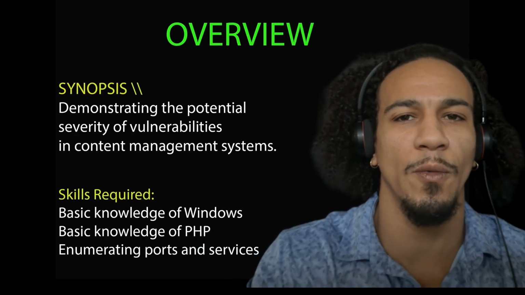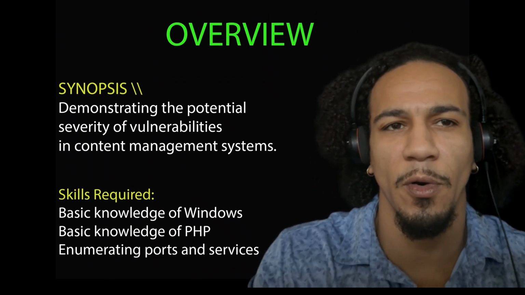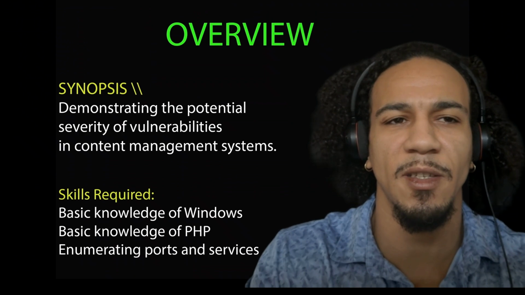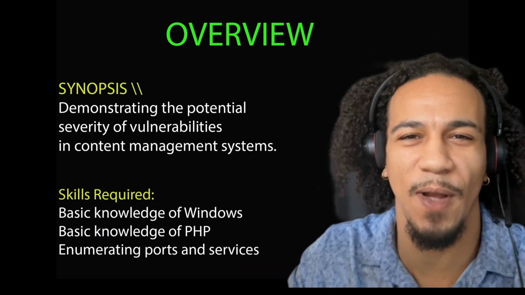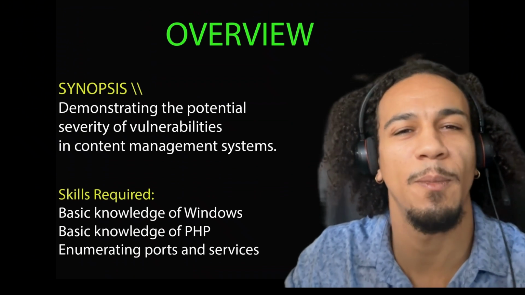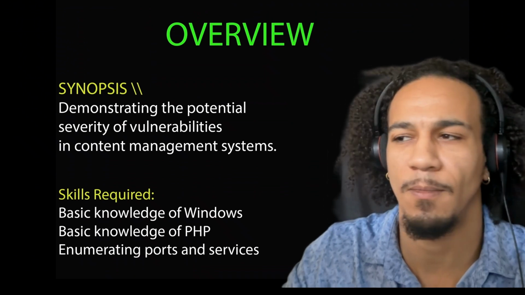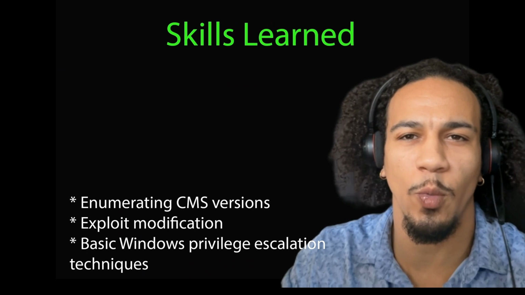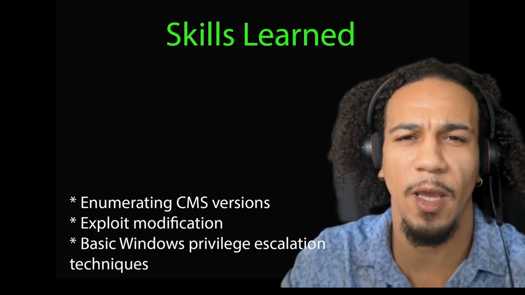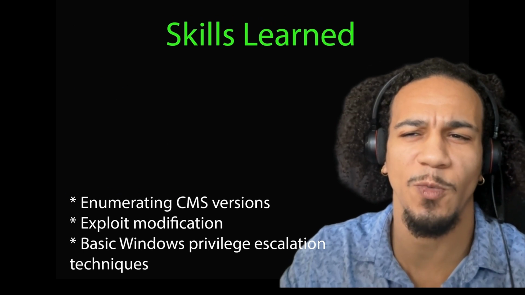Taking a look at the overview of the lab, we're going to learn a demonstration of the potential vulnerabilities in content management systems. The skills required for this lab are as follows: basic knowledge of Windows, basic knowledge of PHP, and enumerating ports and services. Skills learned during and after this lab will be enumerating CMS versions, exploit modification, as well as basic Windows privilege escalation techniques.